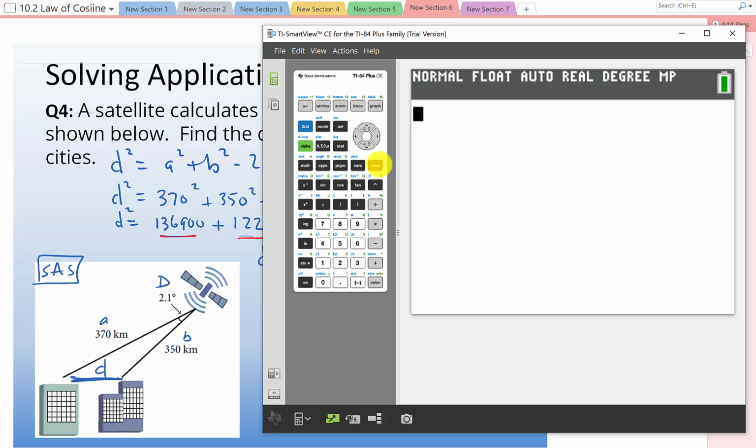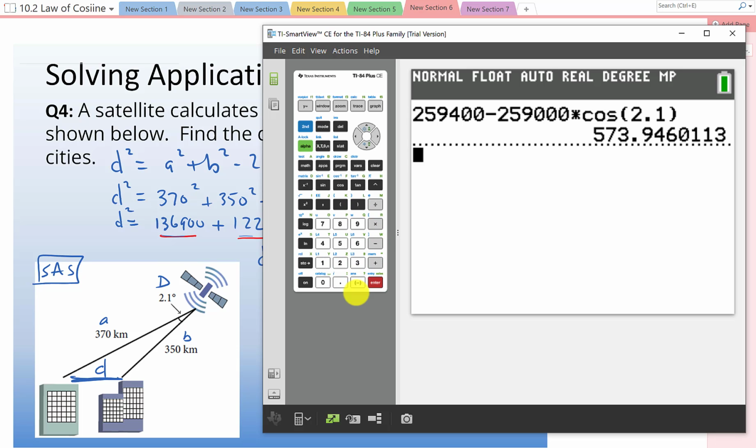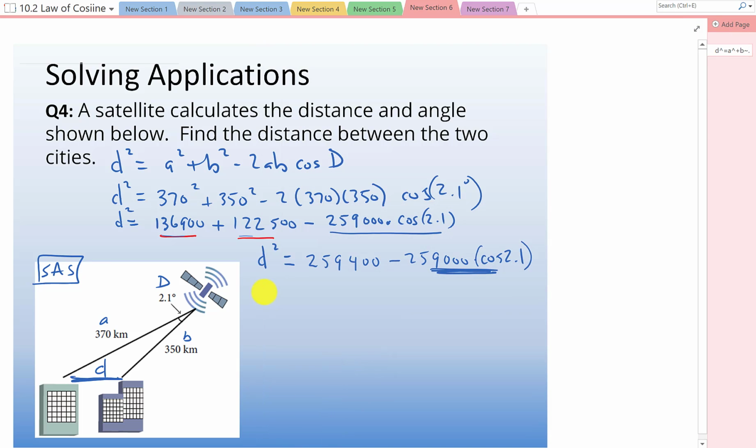So we had 259,401, and I get this number, 573.9. Let's just call that 574. That is what d squared equals. So d is going to equal the square root of that. And so we'll round that to, it's like 23.9. So let's just call that 24 kilometers.